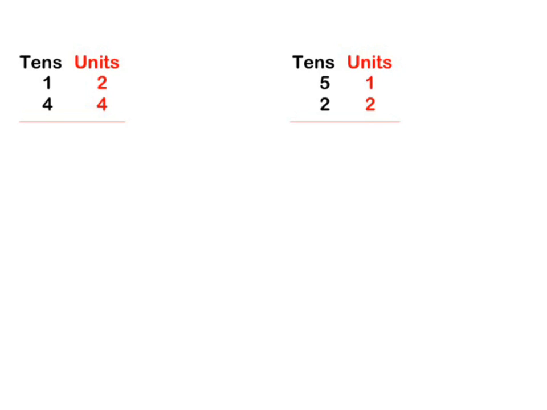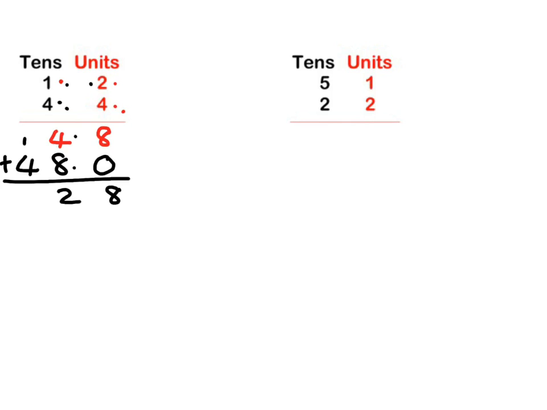Units first. 2 times 4 is 8, and 4 times 1 is 4. Finished with our units now. Now we're going to write down a 0 because we're working with our tens column next. 4 times 2 is 8, and 4 times 1 is 4. And then we're going to plus these all together. 8 plus 0 is 8. 4 plus 8 is 12. So write a 2, carry a 1. 1 plus 4 is 5. There we go. Okay.